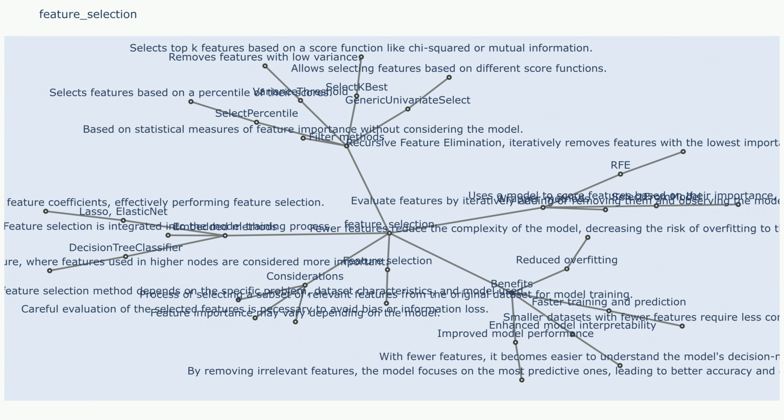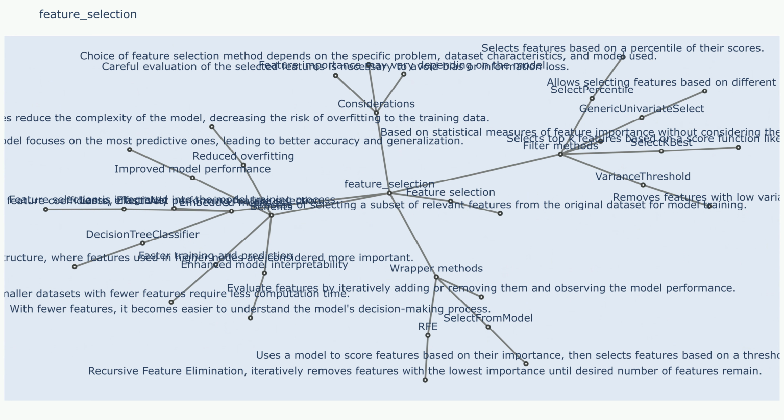Decision tree-based methods. Tree-based models like random forests naturally perform feature selection by prioritizing features with greater predictive power. Feature importance scores features based on their contribution to reducing impurity in the tree. 3. Feature selection in scikit-learn.